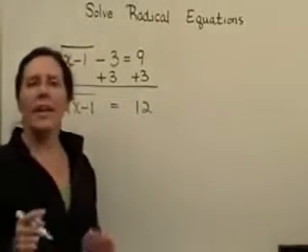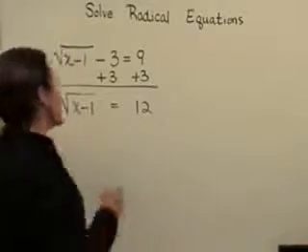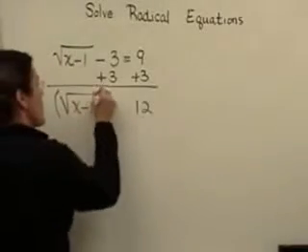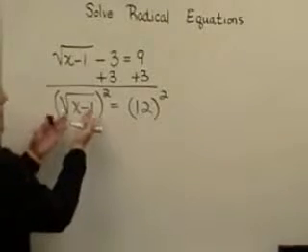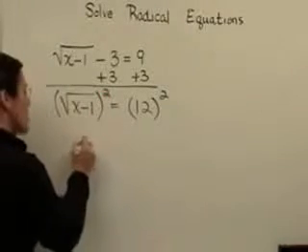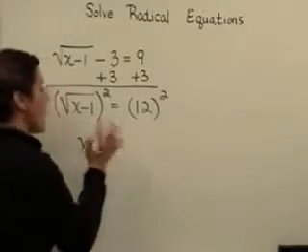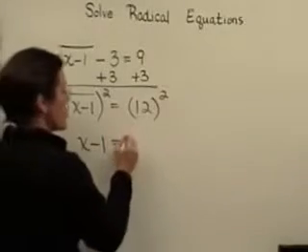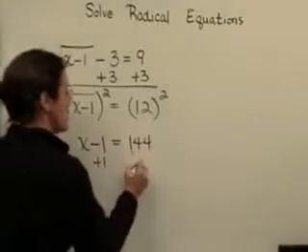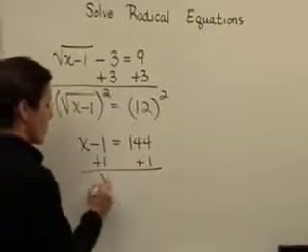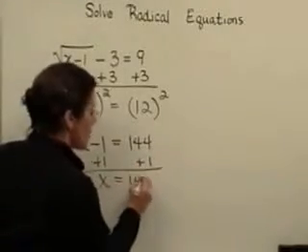And after I've done that, then I'll use the principle of powers. Now I'll go ahead and square both sides. This is now clean to go ahead and do that. And the square root of x minus 1 squared is just that expression underneath the radical. I lose the radical. Over here I have 12 squared, which is 144. I'm going to add 1 to both sides, and my solution is 145.